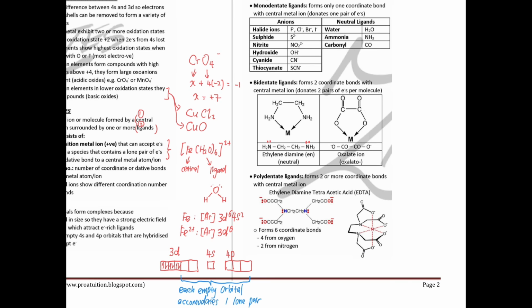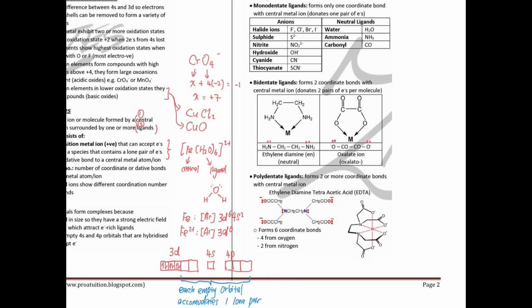We have another example here. This is also another bidentate ligand. This oxygen has lone pair, so I just mark it down. The lone pair is on the oxygens with the negative charge. So they will donate the lone pair to the central transition metal. So we call it oxalate ion.